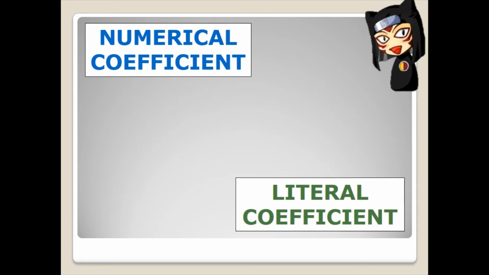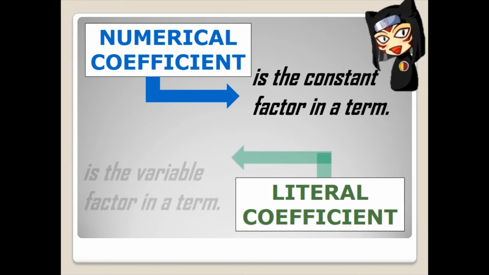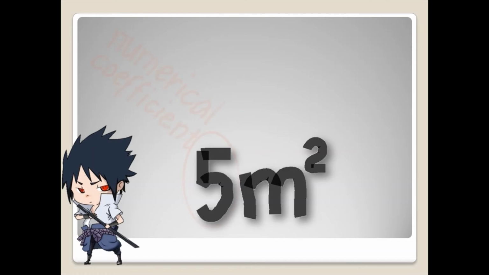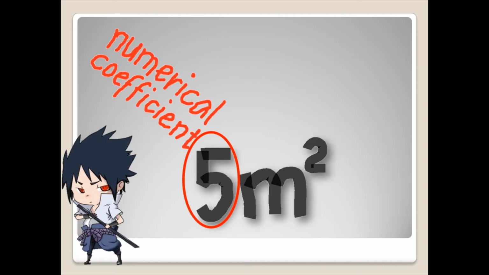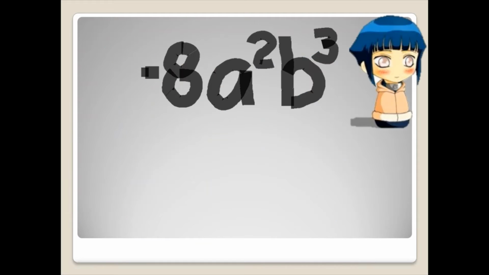In a term, you can see numerical coefficients and literal coefficient. A numerical coefficient is the constant factor in a term, while the literal coefficient is the variable factor in a term. From the word itself, numerical coefficient, we refer to the number or the constant. Literal coefficient, we refer to the letters or variables, including its exponents. So 5m squared, the numerical coefficient is 5, while the literal coefficient is m squared. It includes the variable m and its exponent too.